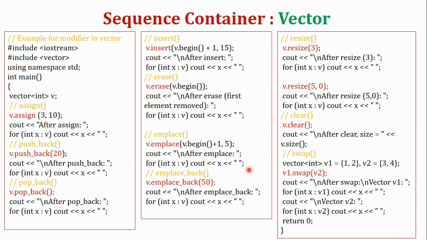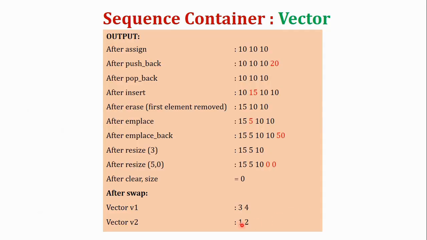And next, we will take a new input. The first vector has 1, 2. The second vector has 3, 4. Now we are applying the swap operation, v1.swap(v2). So what will happen? The content of v2 is moved to v1, and the content of v1 will move to v2. So now we will verify the result of v1. Now it is 3, 4 and 1, 2.